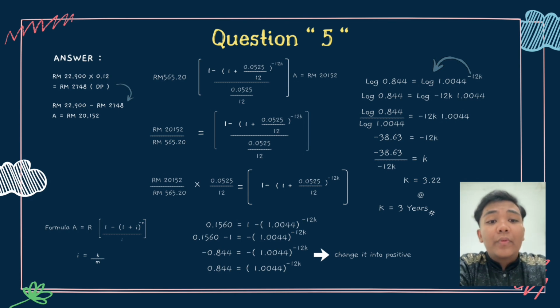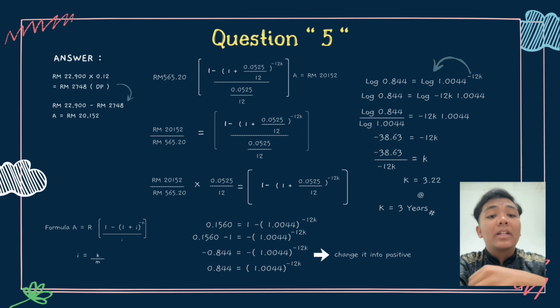Then we need to identify the R, which is the monthly installment. As we can see in the question, the monthly installment is 565 ringgit 20 cents. Okay, this is our formula, which is A equals R open bracket 1 minus open bracket 1 plus i close bracket power negative n close bracket divided by i. As you can see, they didn't give us the i, so we need to calculate it ourselves. And the formula for i is k divided by m, which is 0.0525 divided by 12.